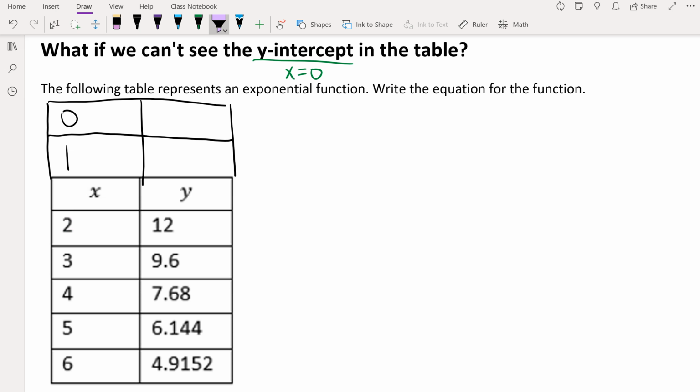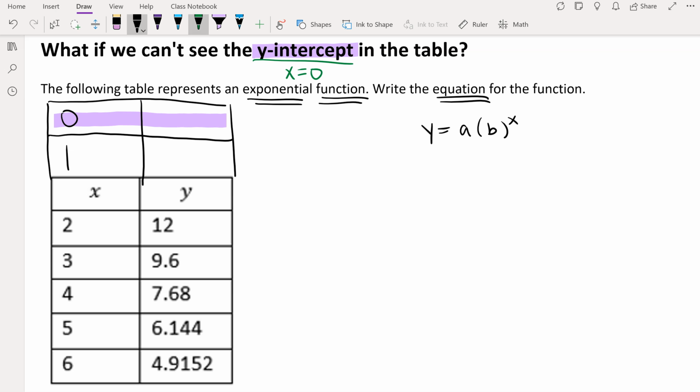This is going to give us the y-intercept. All right, and now let's just make sure we read, because I forgot to do that. Sorry. The following table represents an exponential function. So we know that the equation has to look like this. Y equals a times b to the x.